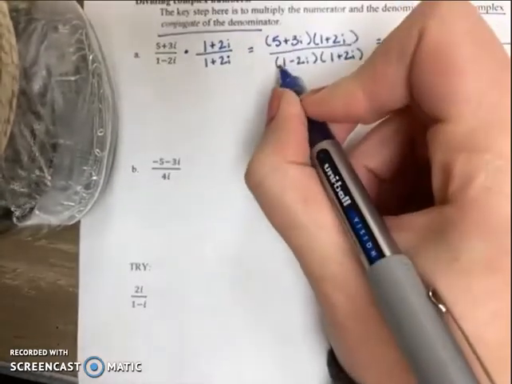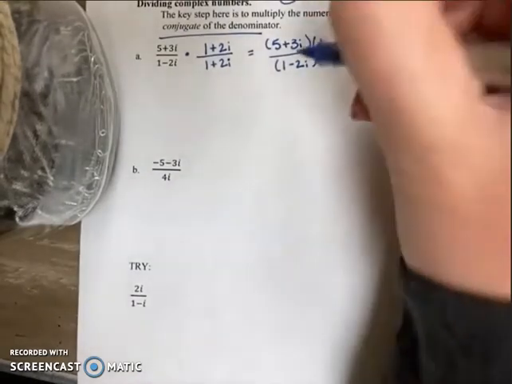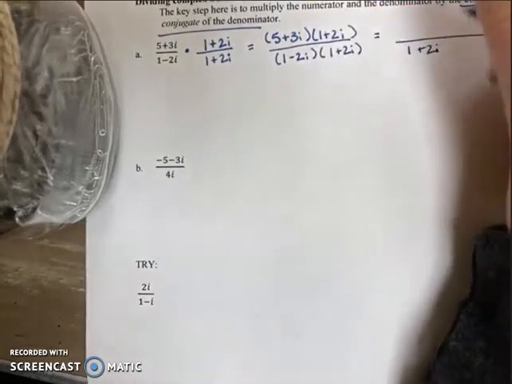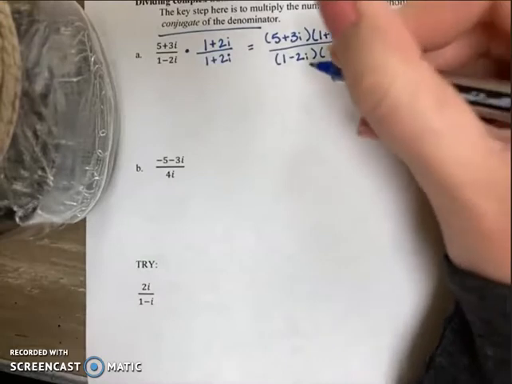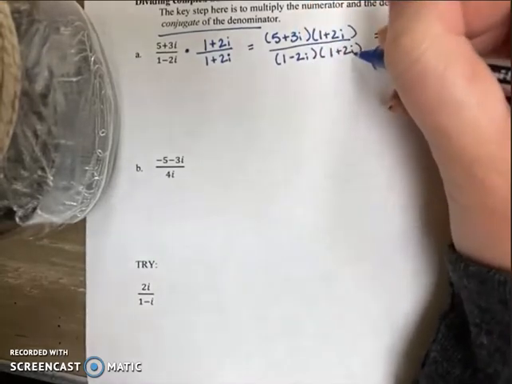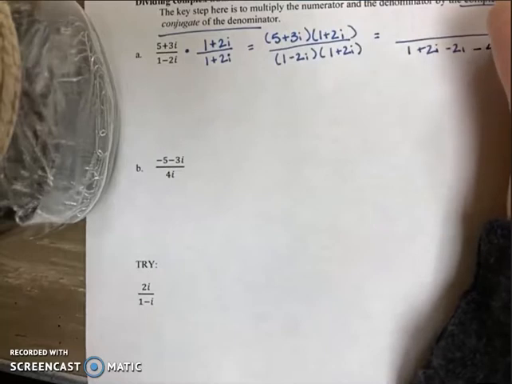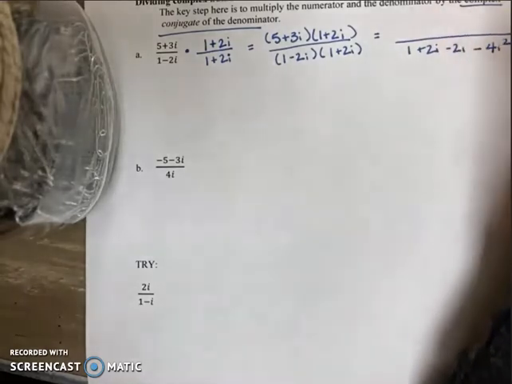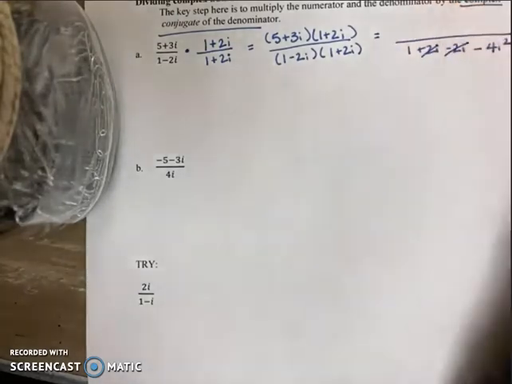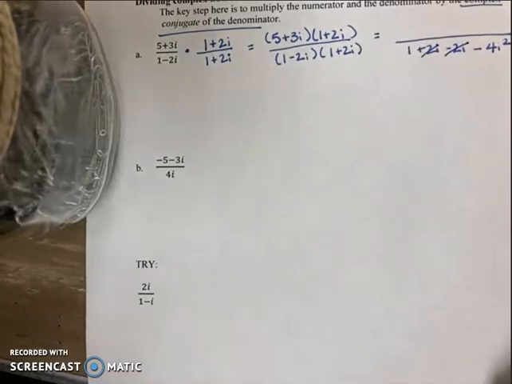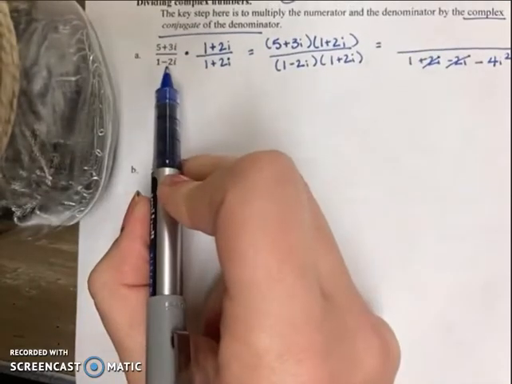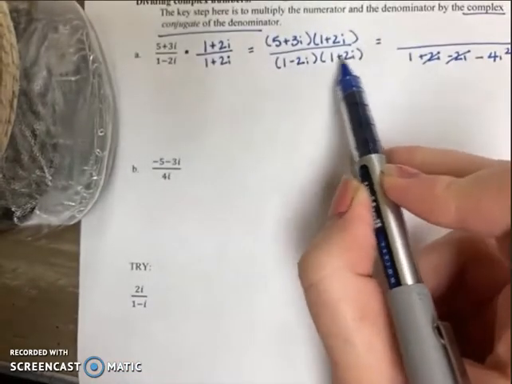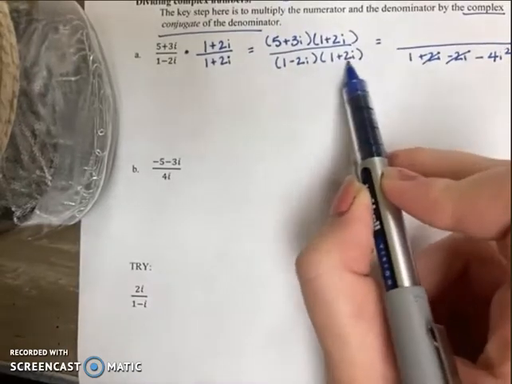If I were to FOIL the denominator, 1 times 1 is 1. 1 times 2i is 2i. Negative 2i times 1 is a negative 2i. And then negative 2i times a positive 2i is a negative 4i squared. Okay? What I was mentioning before was the middle terms canceling out. Boom, boom. So whenever we multiply something by its conjugate, you essentially just have to multiply the first terms and the last terms. So I got 1 and negative 4i squared.